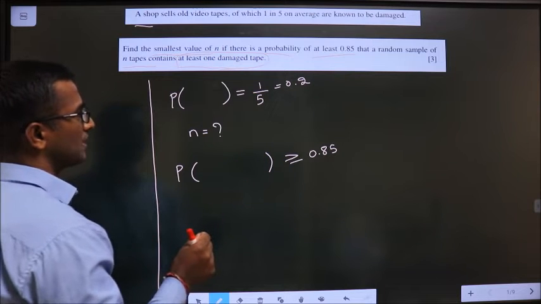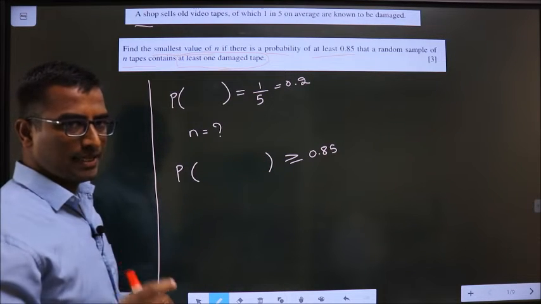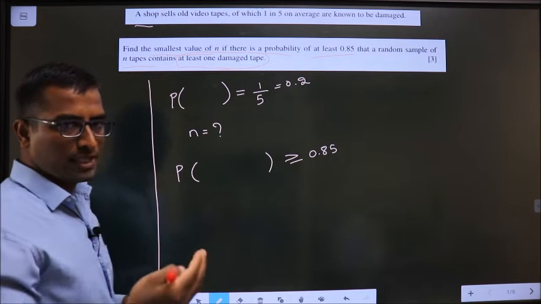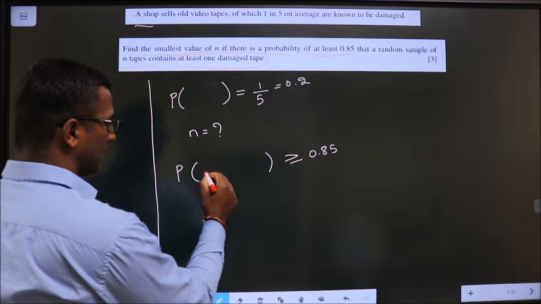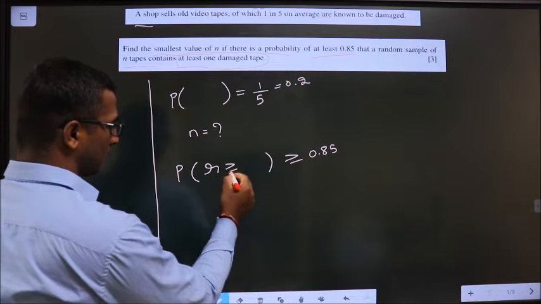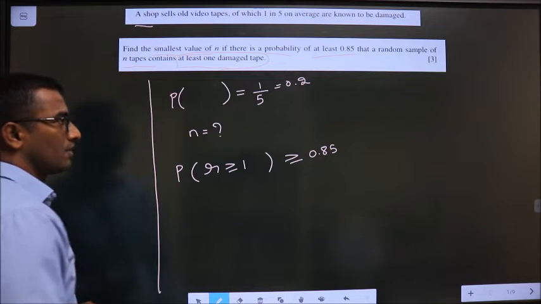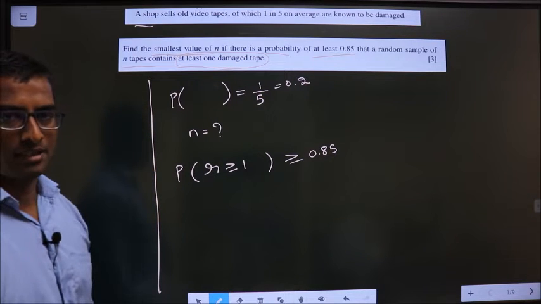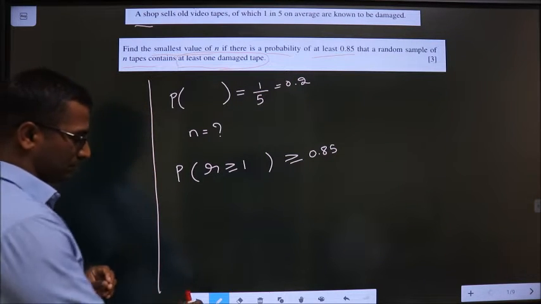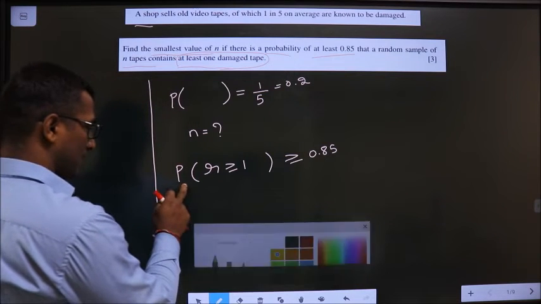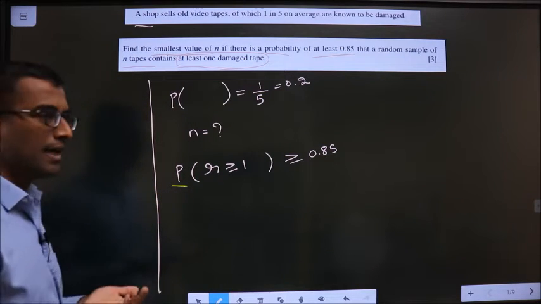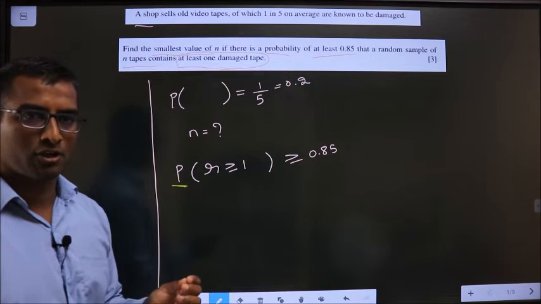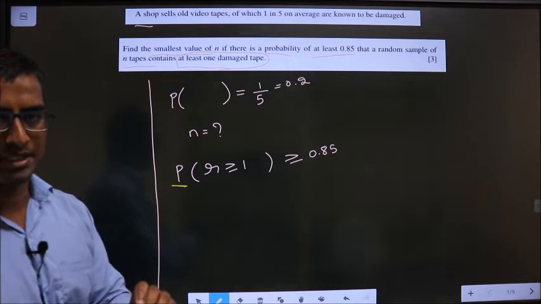And how do I represent at least one damaged tape? At least one means one or more than one. So mathematically I represent it in this way. So this is given, we need to find n, and this is given. Clear? Now, see man, I should get the idea of using binomial distribution, and the formula for binomial distribution is this one.